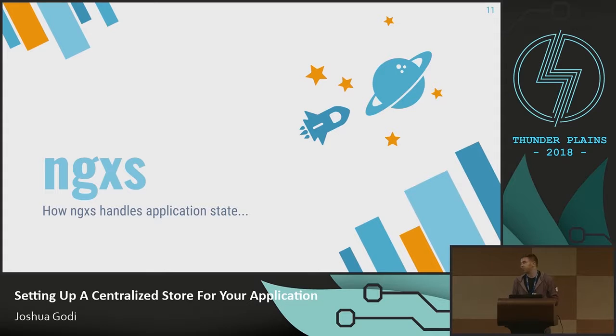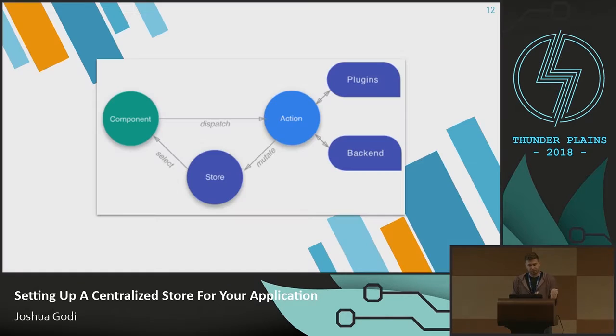And then we have something more along the lines of ngXS, which is a little bit less boilerplate code to deal with. And it handles our application state a little differently. But you see we have the same components in here, just named a little bit differently, right? We have our component on the left. It's going to dispatch actions. Those actions are now going to go either to plugins, which are like our reducers, where it's going to modify the data and mutate that into the store.